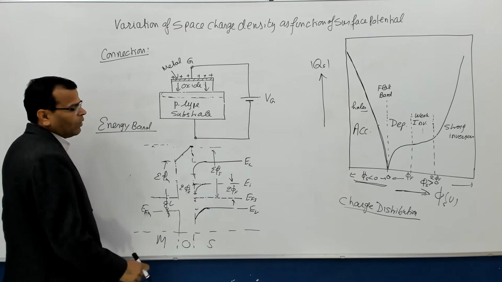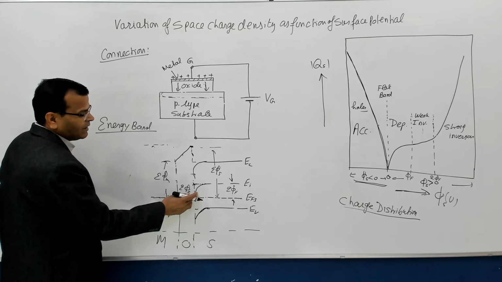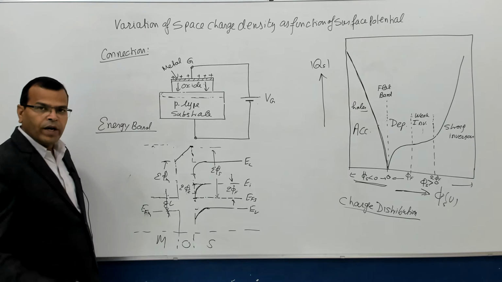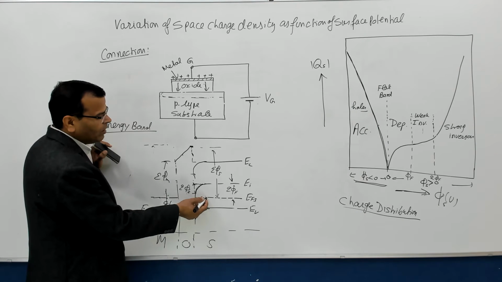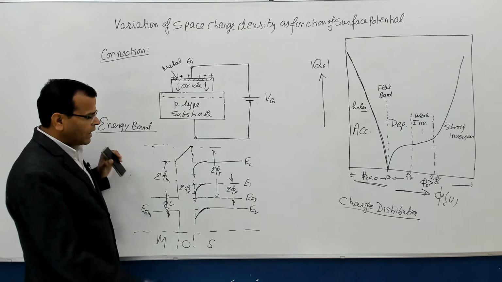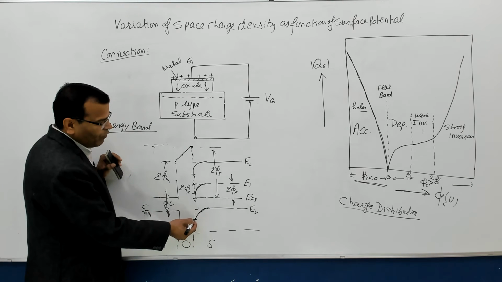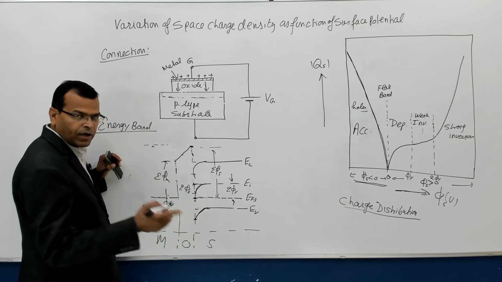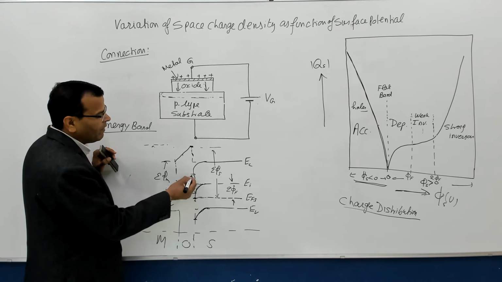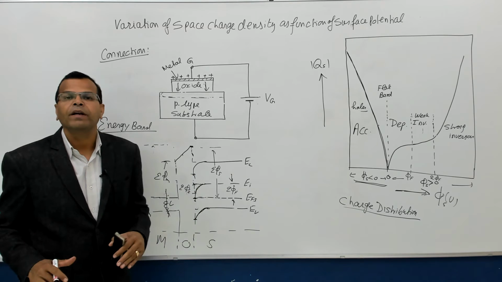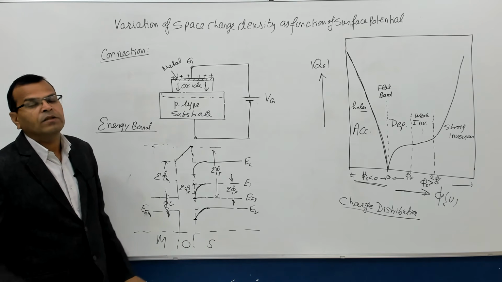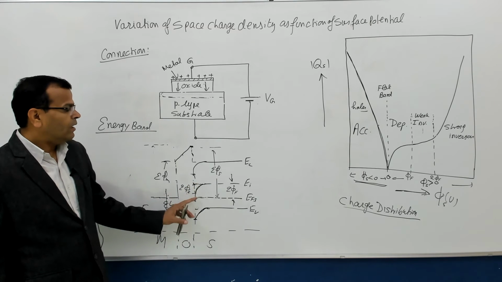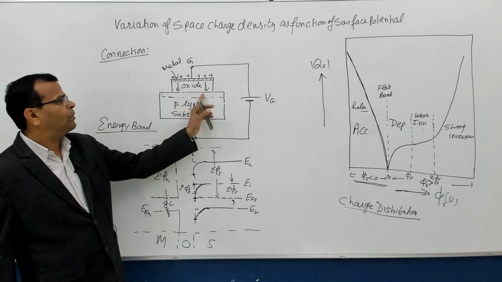So now, what is the possibility? The surface may be bending downward and may be just touching at this point. When it is touching at this point, the intrinsic Fermi level and the actual Fermi level are coming at the same point, and the gaps between the Fermi level and the conduction band and valence band will both be equal. So that is behaving just like an intrinsic material. That is the condition of an intrinsic material. Fine. Till then, when it is bending downward, there is depletion in the region.